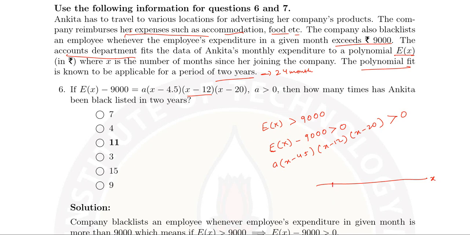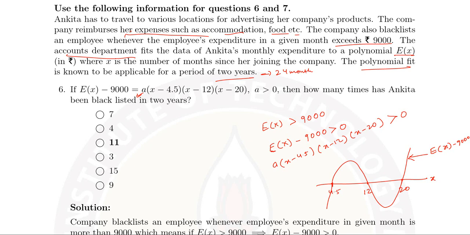Considering this to be 4.5, this as 12, and this is 20, and here it is given that A is positive, so we know how this curve will go, right? So we can say it must be going something like this, because this is a cubic polynomial and we have traced all the 3 roots, and this curve is nothing but E of X minus 90,000.